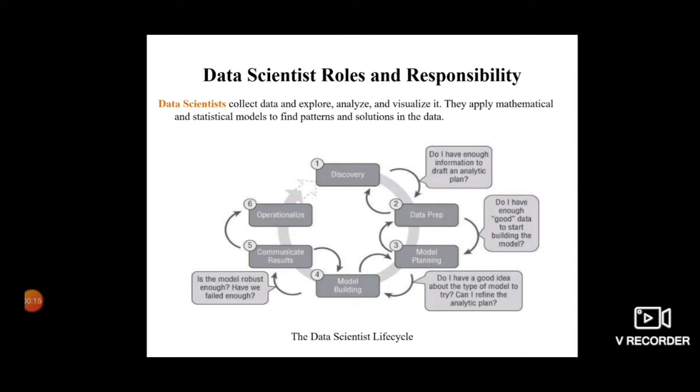Data scientists generally collect data and explore that data, then analyze and visualize it. They apply mathematical and statistical models to find out the patterns and solutions among that data. You can see the data scientist life cycle in the diagram, which involves first step as discovery, then data preparation, model planning, model building, communicating results, and then operationalize.